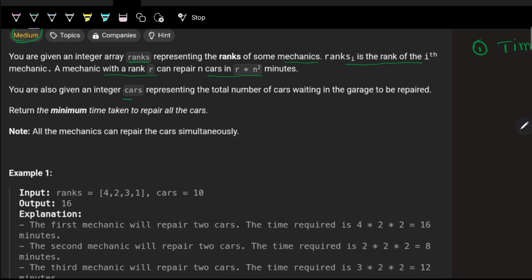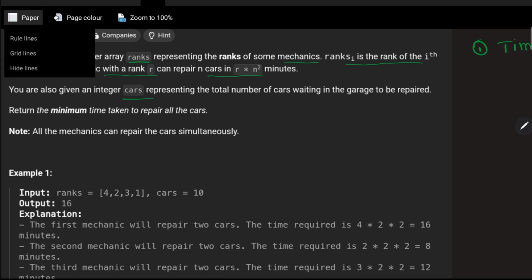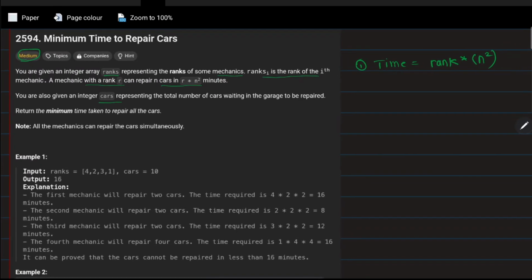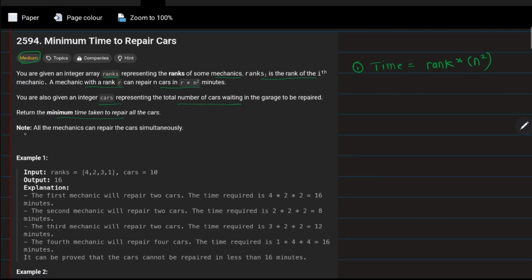You are also given an integer cars, representing the total number of cars waiting in a garage to be repaired, and you have to return the minimum time taken to repair all the cars. Also, all mechanics can repair the cars simultaneously, so they don't have to wait. It is a simultaneous process.